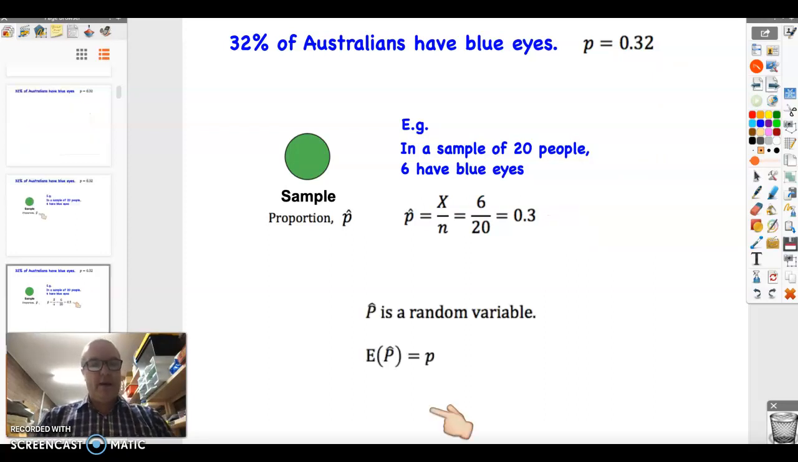As we've already said, if I take another sample, I might find that 7 people have blue eyes, or 5 people have blue eyes. Maybe nobody has blue eyes. So it's a random variable. Because it's coming from the same population, we actually expect, and we refer to this as the expected value, the expected value of the sample proportion is the population proportion, which is another way of saying that on average, for all of the samples I take, I should get an average of 0.32.